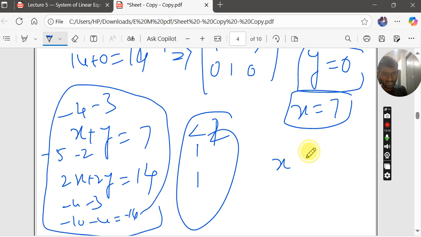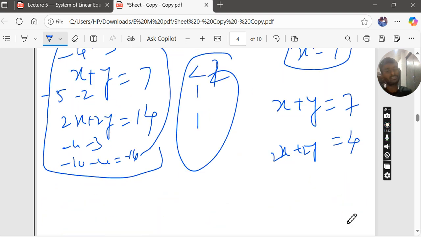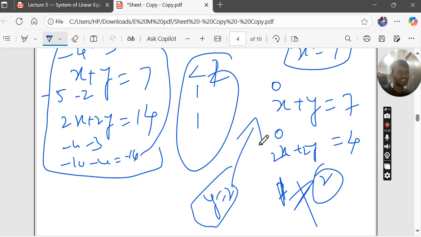Similarly, if I change the equation to x plus y equal to 7 and 2x plus 2y equal to 4, we can observe here rank of A will be 1 and rank of AB will be 2. So here you won't get any solution. If I keep x randomly 0, then y will be 7, and if I keep x as 0 in the other equation, y will be equal to 2. So when I substitute those two here, you won't get a proper solution. So it's nothing but no solution.